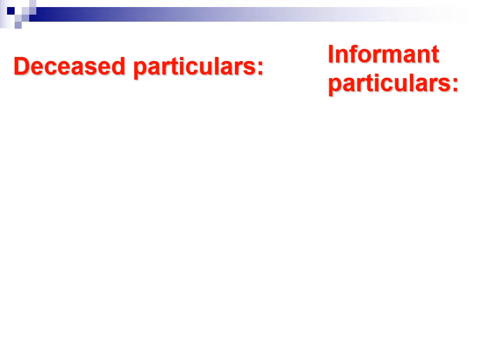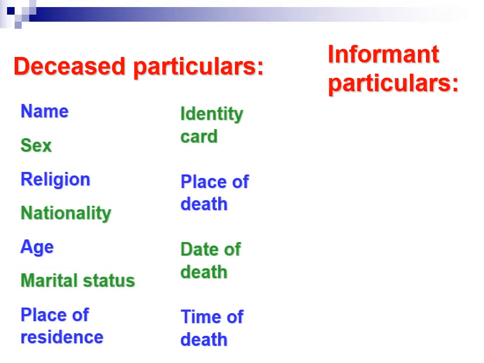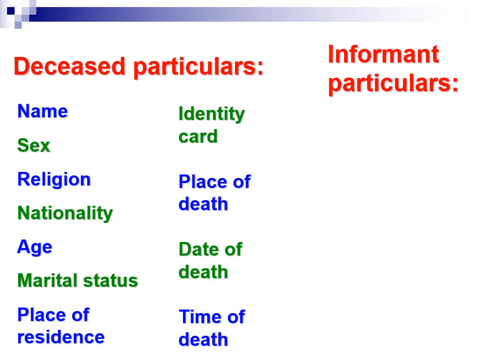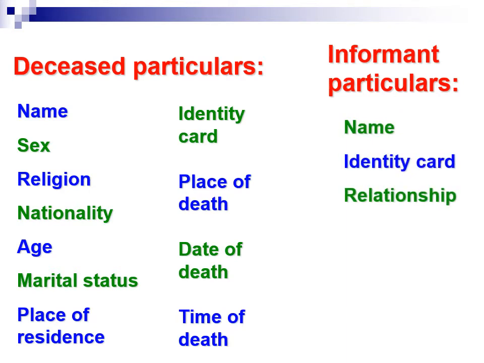The information written inside the certificate includes, first, information about the deceased: particulars including name, sex, religion, nationality, age, marital status, place of residence, identity card, place of death, date of death, and time of death. And the informant, the person informing the authorities about the death of someone, including name, identity card, and relationship. What's his relationship with the deceased person?